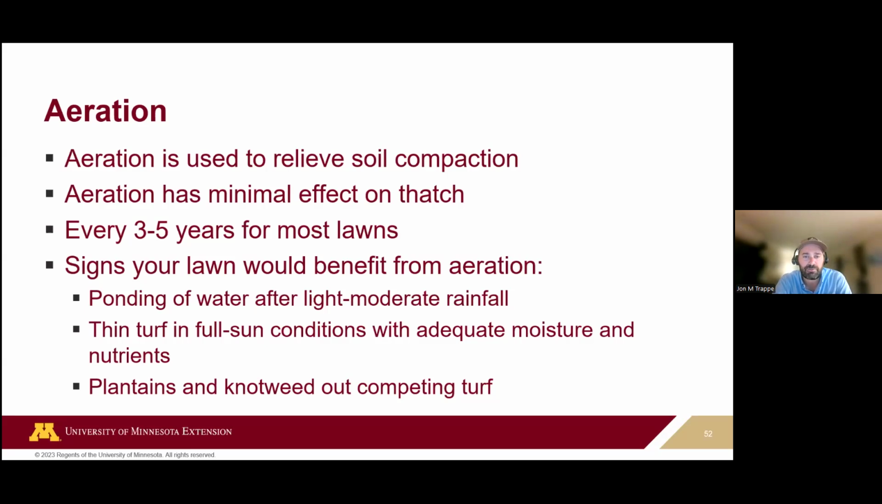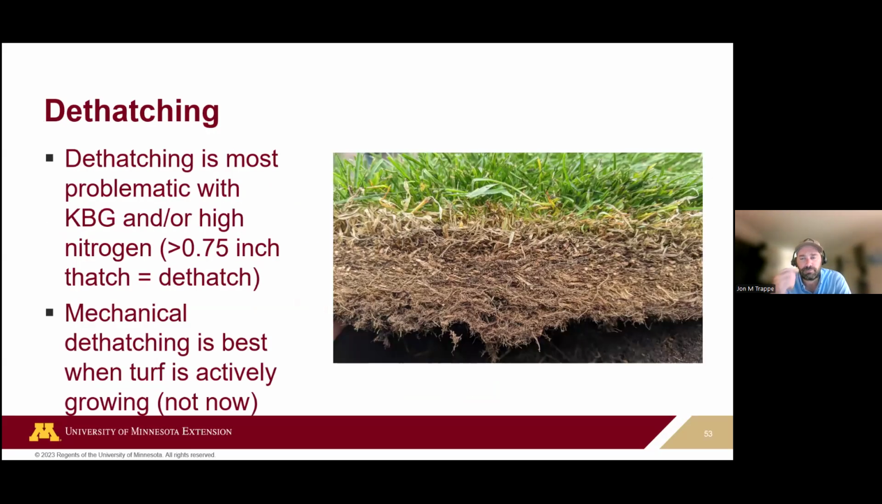Signs that your lawn would benefit from some aeration: if you see ponding of water after light or moderate rainfall, it's a good indication. If you've got thin turf in full sun conditions with adequate moisture and nutrients, that thin turf is often an indication of soil compaction. Or if you see plantains or knotweed, which are a couple of different weed species, oftentimes those are a key indication of compacted soil.